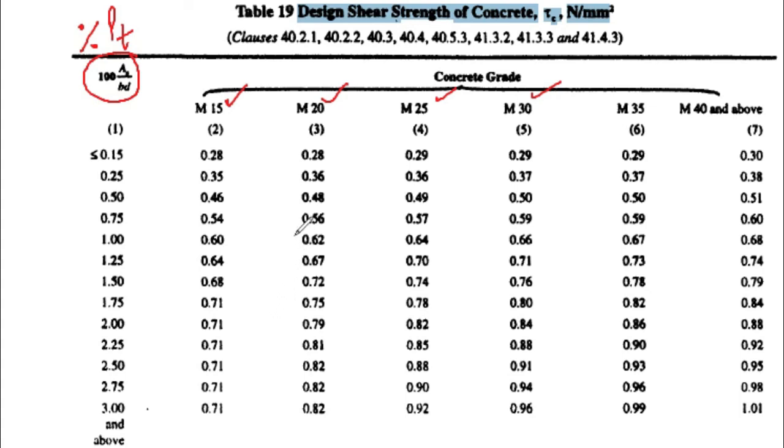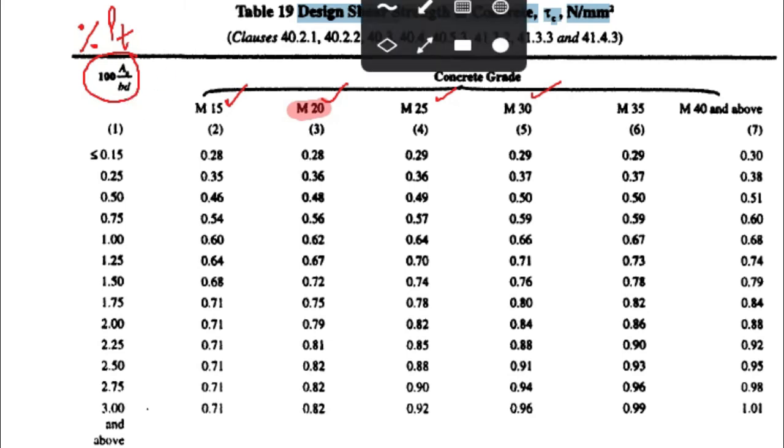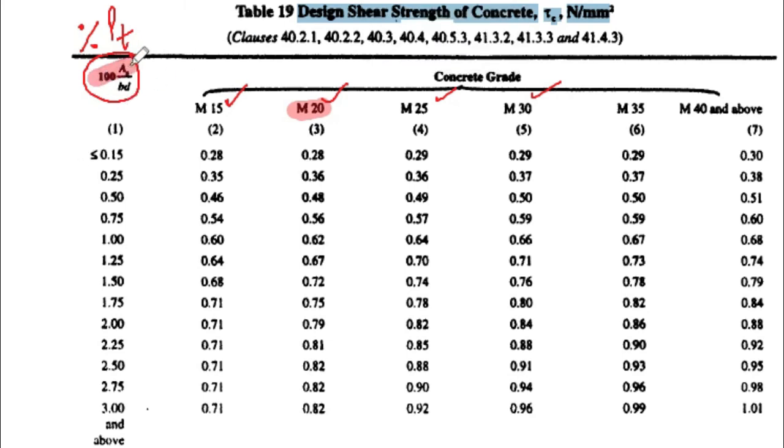Now see our grade of concrete. What is our grade of concrete? So our grade of concrete is M20. So we will look into the column of M20. So now here is the percentage of steel. This is the percentage of steel. So now what percentage of steel have we provided? We have provided the percentage of steel 0.4%.